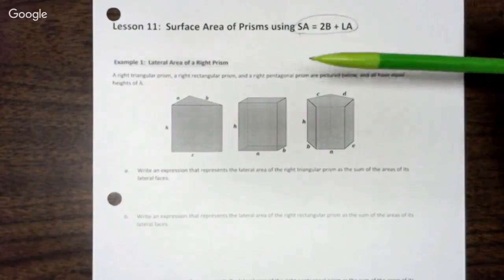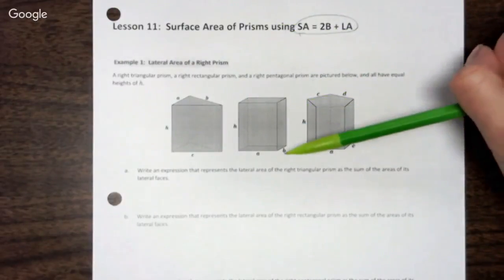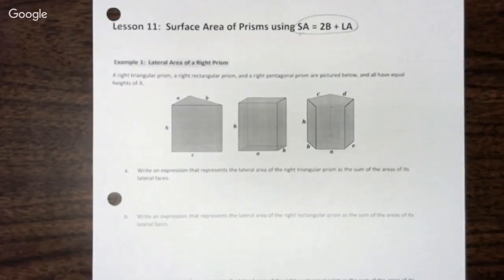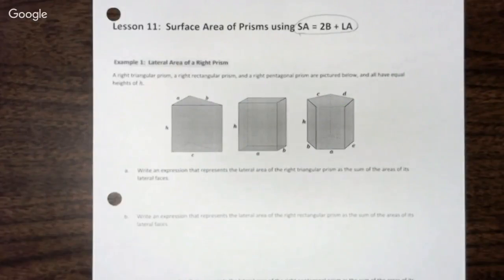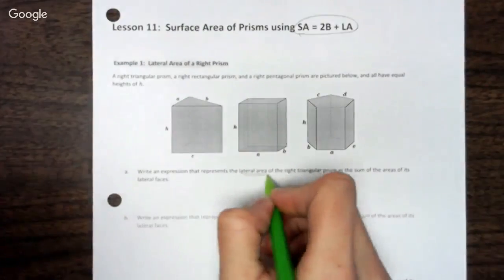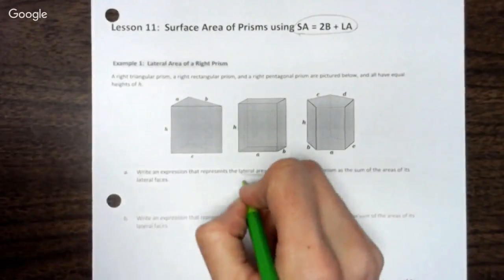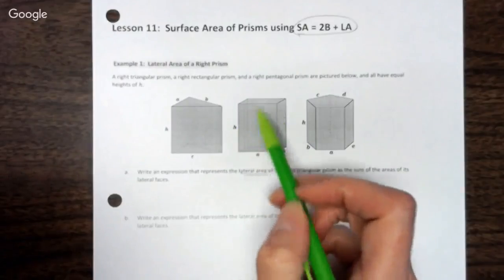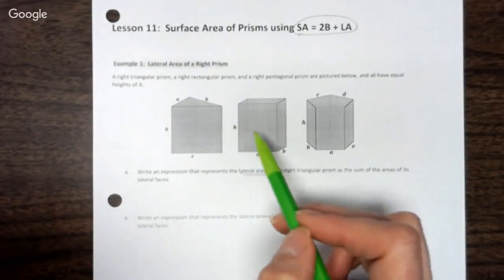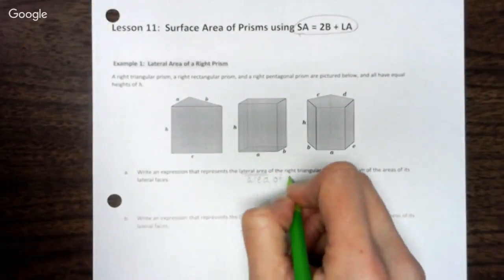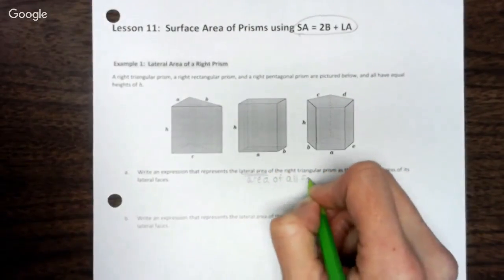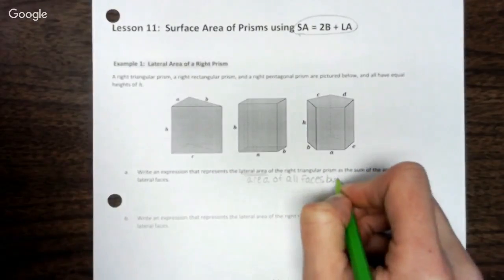All right, so a right triangular prism, a right rectangular prism, and a right pentagonal prism are pictured below. They all have equal height, so they're all the same height. It says write an expression that represents the lateral area. Now let's talk about this word lateral area. That is talking about the area of all of the sides, just not the bases. So lateral area is all the way around, not the bases. So area of all faces, but not bases.